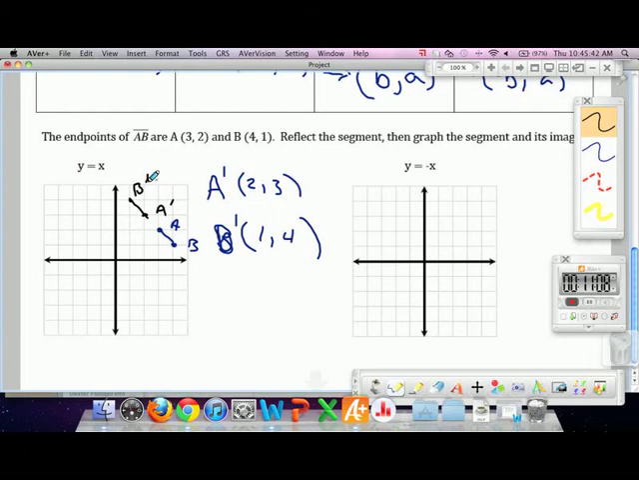Okay. Same game over here. A prime in this case better be -2, -3. And B prime is -1, -4. So you get 3, 2, 4, 1, and you get -2, -3, -1, -4.